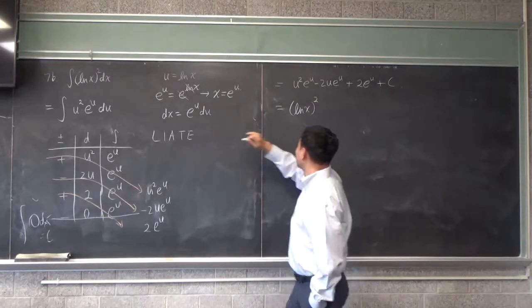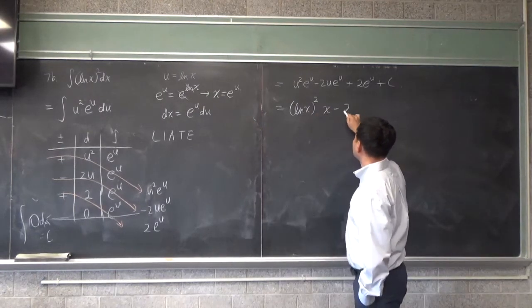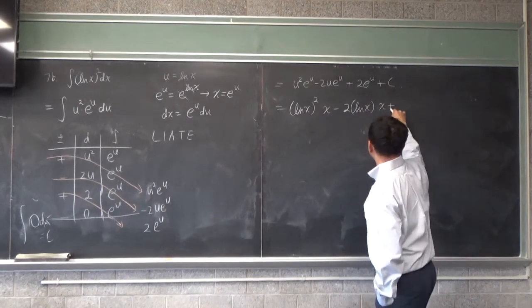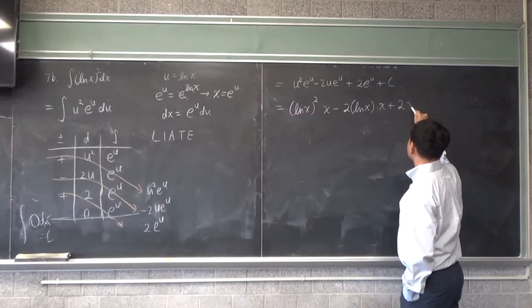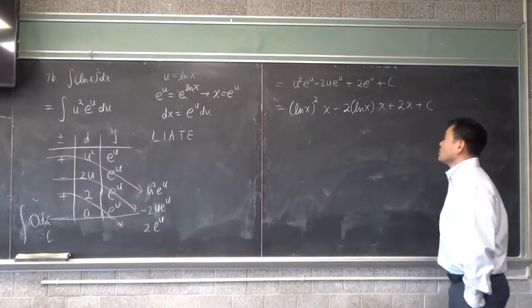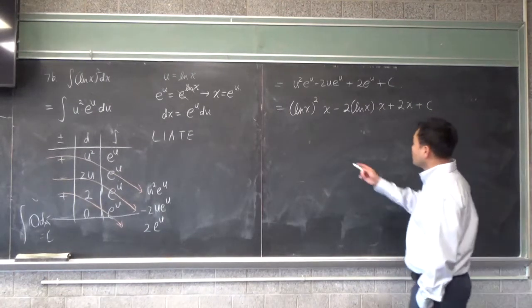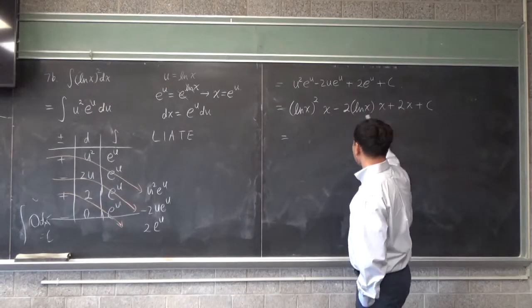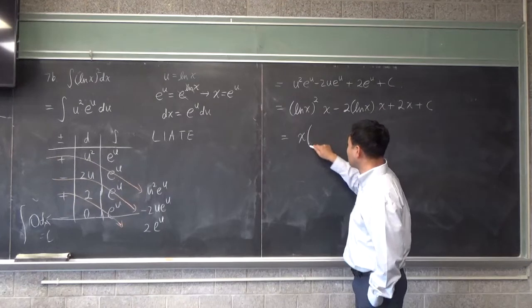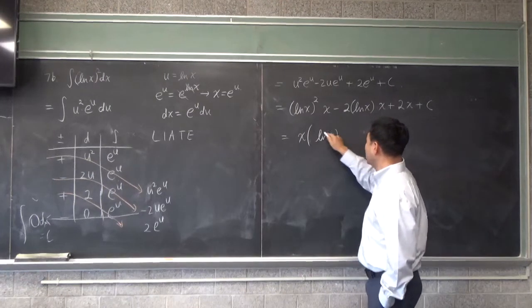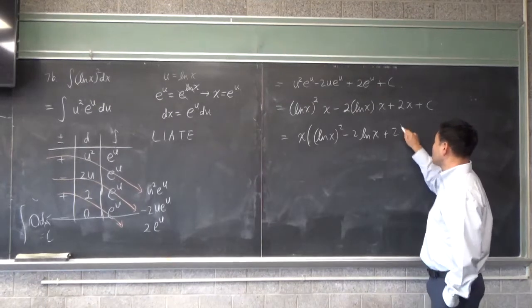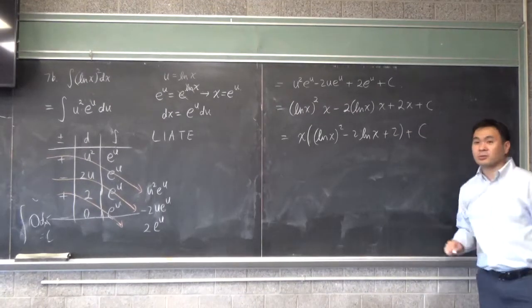Okay. So this is good enough, or you could simplify further by factoring the x out, and you have x times ln of x squared minus 2 ln x plus 2, plus c. So that will be the answer.